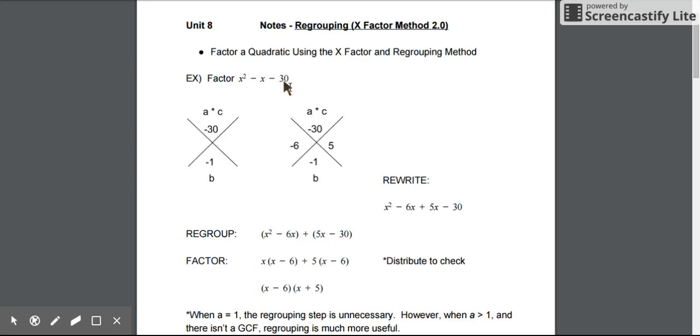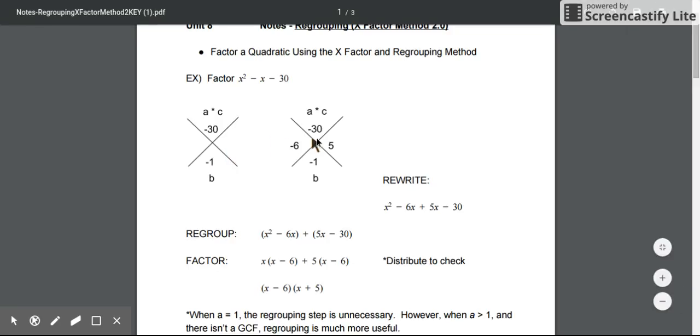We took a times c, so in this case negative 30, and put it at the top of our x. We take that middle term, or b term, which is negative 1 in this example, put it on the bottom, and play a little game where we find factors of the top number that add up to the bottom. Two numbers that multiply to negative 30 and add up to negative 1. That is negative 6 and positive 5.